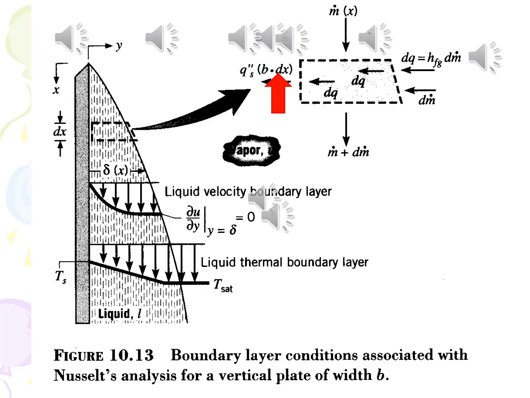What does b times dx represent? Well, if you have not got it yet, b represents the width of the plate. If this is so, what does b times dx represent? If you answered the area of heat transfer, you are correct. Remember, for conduction, the area of heat transfer is perpendicular to the heat transfer direction.